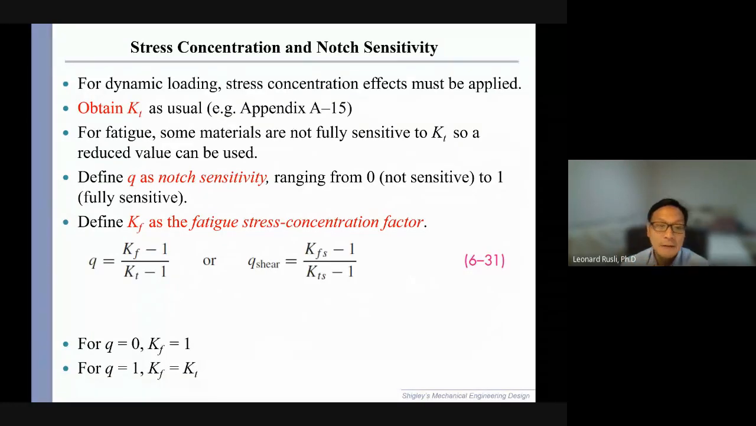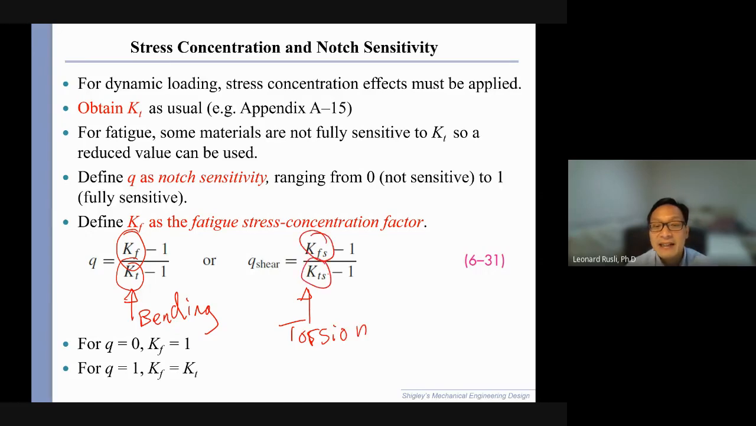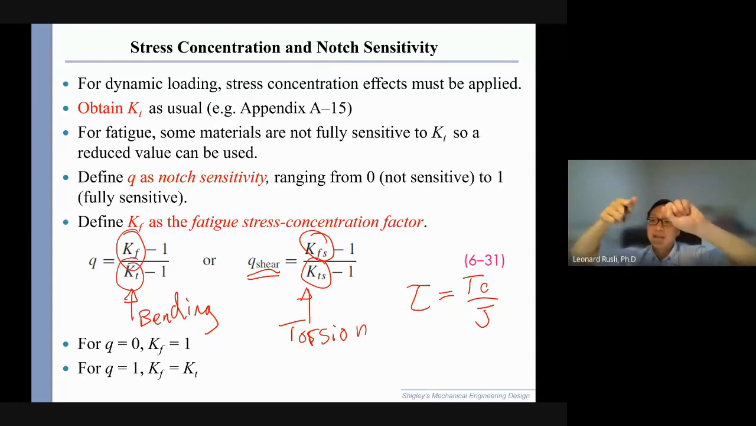Okay, now there are two types. This is for bending. So when we talk about bending, we talk about KF and KT. And for torsion, it's KFS and KTS. The S here stands for shear. Shear, if you recall, is caused by torsion, right? Torsion creates shear. Shear itu apa sih?